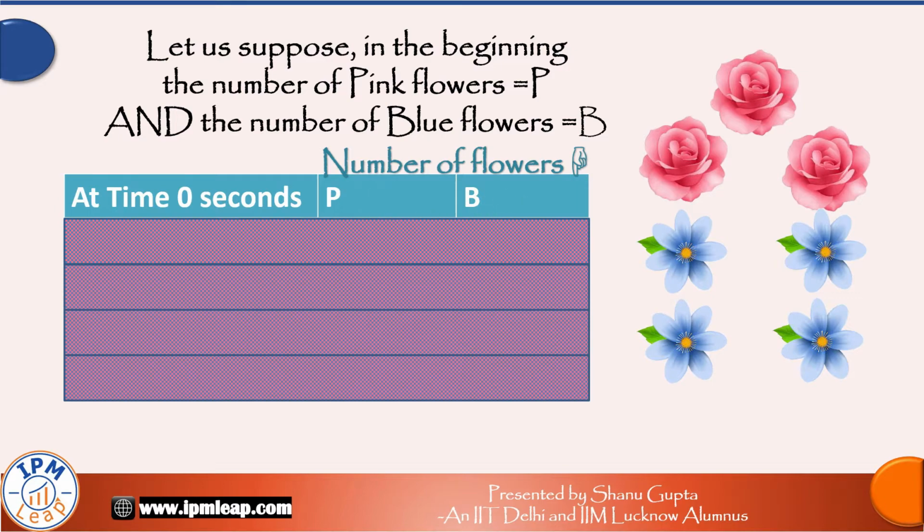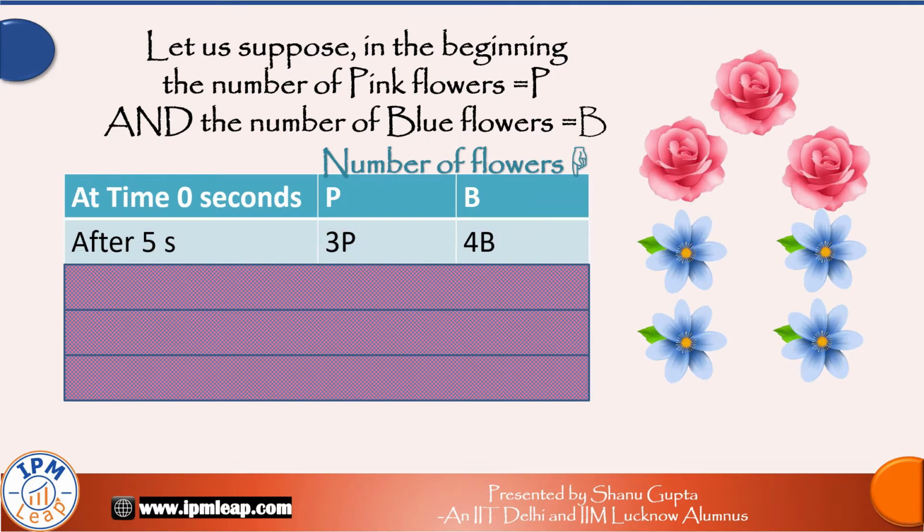After 5 seconds, the number of pink flowers will be triple, meaning 3 times P. So there will be 3P. And the number of blue flowers is quadrupled, which means they become 4 times in every 5 seconds. Remember, quad means 4. A quadrilateral is a figure with 4 sides. So after 5 seconds, the number of blue flowers is 4 times B.